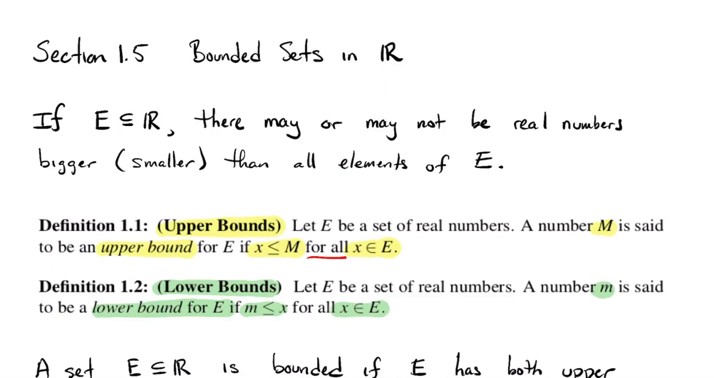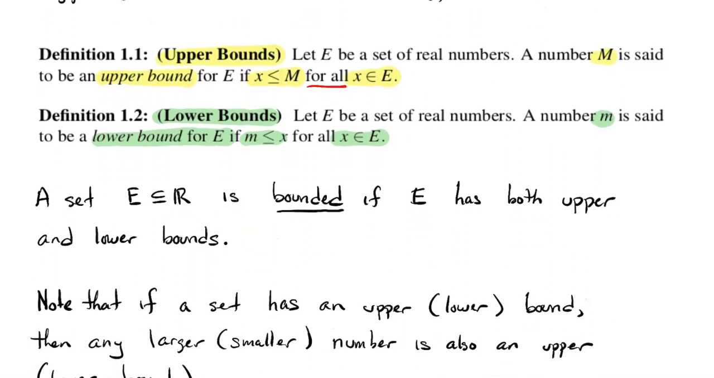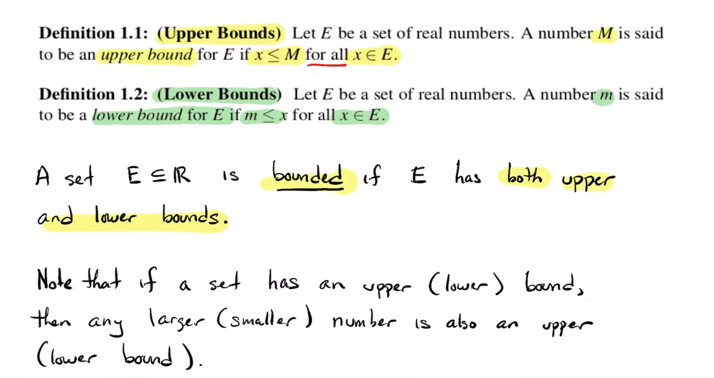All right, just some remarks about this. To continue the terminology, I'll call a set E bounded if it has both an upper and lower bound. So a bounded set of real numbers is a set of real numbers that has both an upper bound and a lower bound. Upper and lower bounds for a bounded set are not unique.